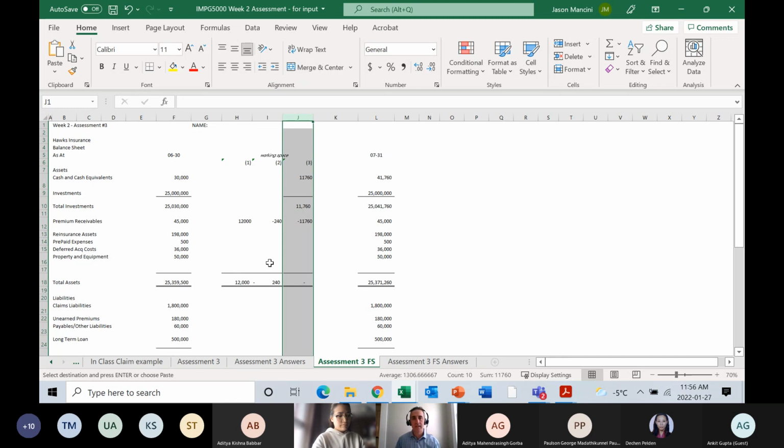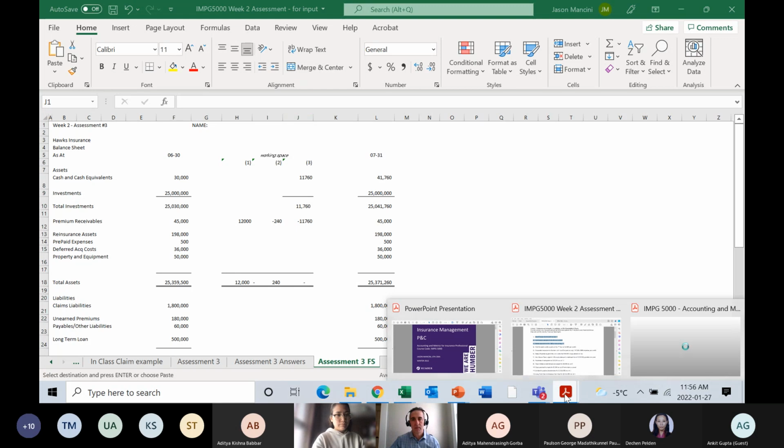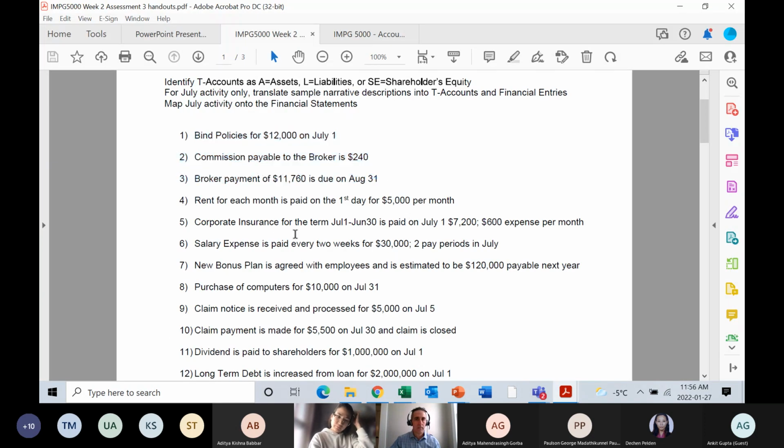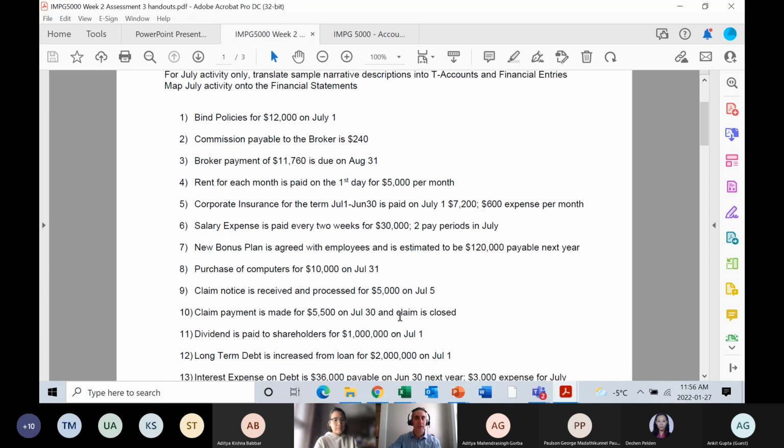We'll go through some more of these different T account transactions. But let's take a 5-minute break. Hopefully that's long enough. We'll come back in 5 minutes and then go through some of these other ones. If you got through them or tried to go through them and have some specific questions, then bring those up too as I go along. Okay. But let's take a 5-minute break here.